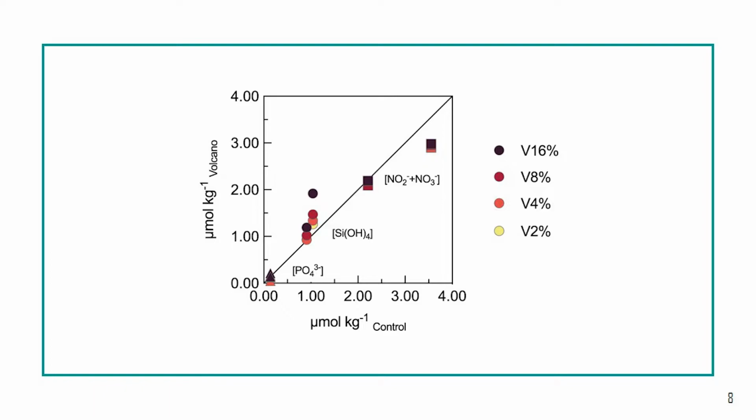The additions resulted in an increase in silicate concentrations in our bottles, and as we can see, followed the proportions of hydrothermal fluids that we were adding. However, the dissolved concentrations of nitrate, nitrite, and phosphates were quite similar between the volcano-treated bottles and the control bottles.